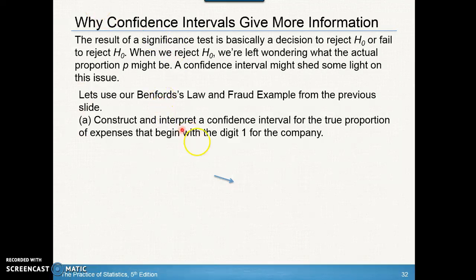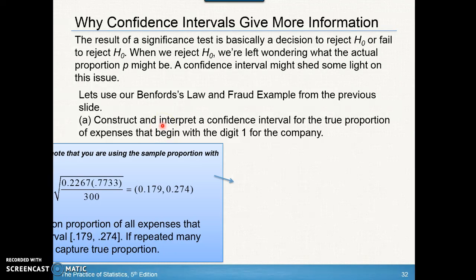We're going to construct and interpret a confidence interval for the true proportion of expenses that begin with the digit 1 for the company. Now, notice the directions here. This just says construct and interpret. We are not doing the 7-step test. You have to be very careful with the directions. If we're testing using a confidence interval, we're going to follow those same 7 steps, and then instead of using a z-score, we're going to use a confidence interval. In this case, it just says construct and interpret. That is just our state, plan, do, conclude that we did in the past. There's no null, no alternative, because it doesn't say test.